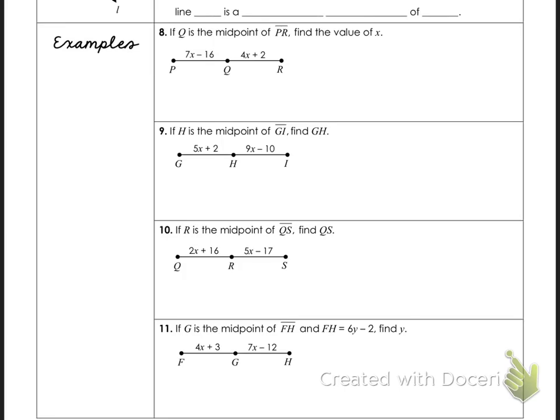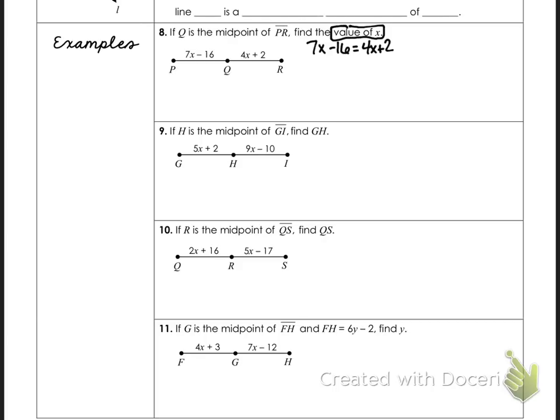Okay, moving on. So let's look at some more examples, all right? And it says Q is the midpoint of PR, find the value of X. So again, we're going to set these up, all right? I know that since it's the midpoint, I can set both of my pieces equal to one another. All right, 7x minus 16 is equal to 4x plus 2. Go ahead and solve that one, and let's see what we can get, all right, on this one. Here we only have to find the value of X.